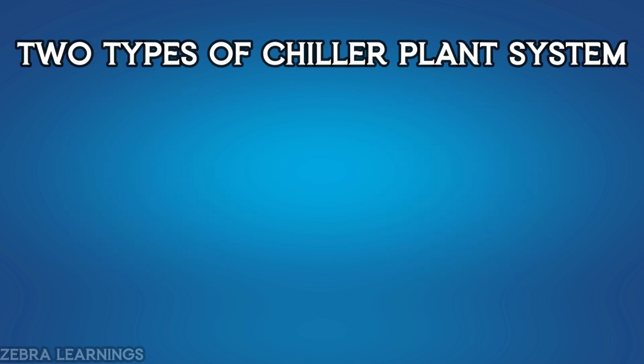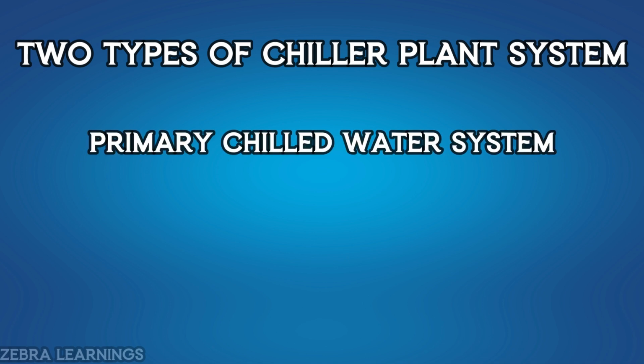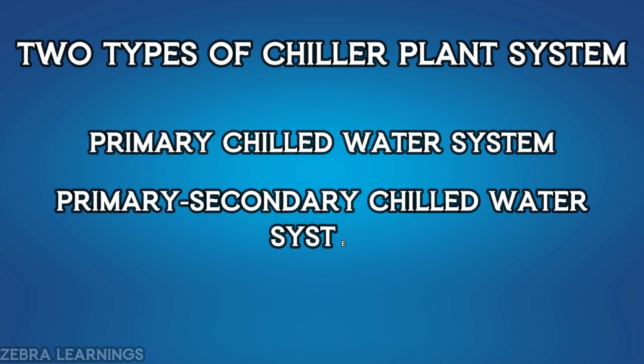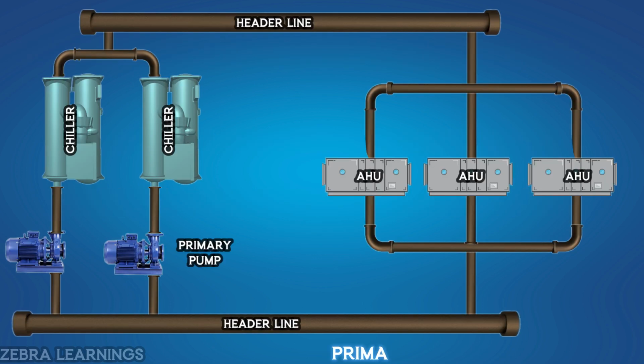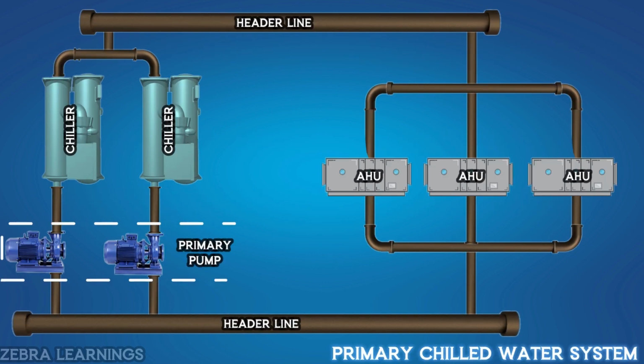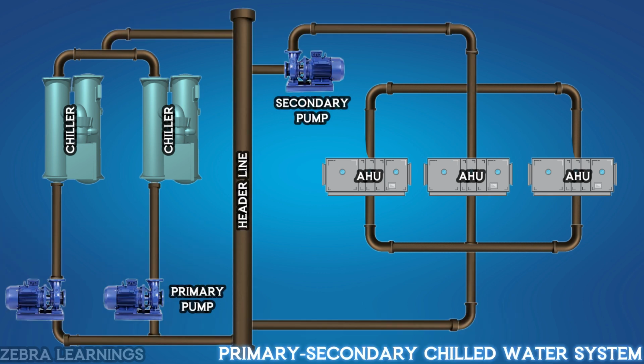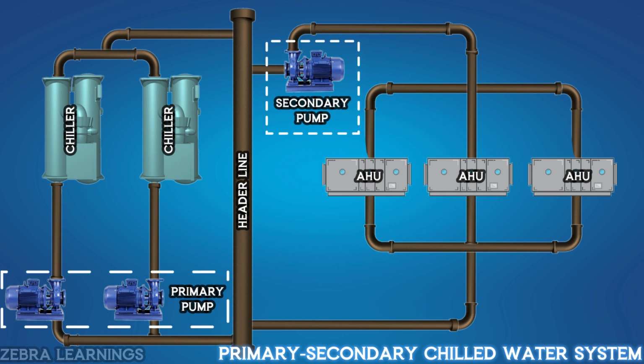There are two types of chiller plant systems. One is the primary chilled water system, the other is the primary secondary chilled water system. In the primary chilled water system, we only use a primary pump to circulate chilled water between the chiller and the AHU. In the primary secondary chilled water system, we use both a primary pump and a secondary pump to circulate chilled water between the chiller and the AHU.